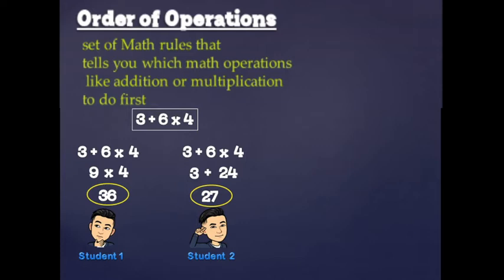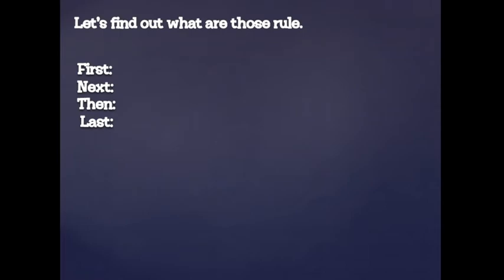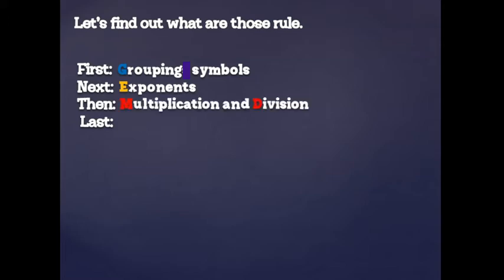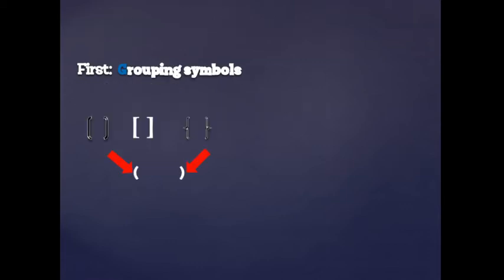And that's where order of operations can help us. When we do the operations in the same order, then we always get the same answer. Let's find out what those rules are. First, grouping symbols. Next, exponents. Then, multiplication and division. Last, addition and subtraction.